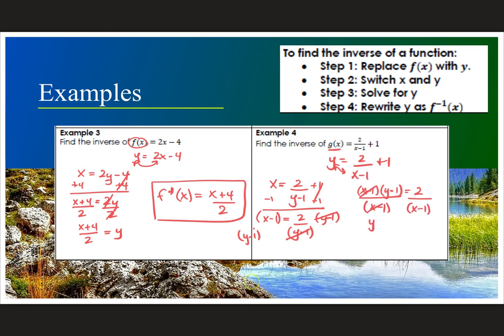So now I have y minus 1 equals 2 over x minus 1. And then I just need to move that constant over, so I'm going to add 1 to both sides. So I got y equals 2 over x minus 1, plus 1. And then my last step is to replace that y with f to the negative 1 of x. And then it equals 2 over x minus 1, plus 1. And that is my answer.